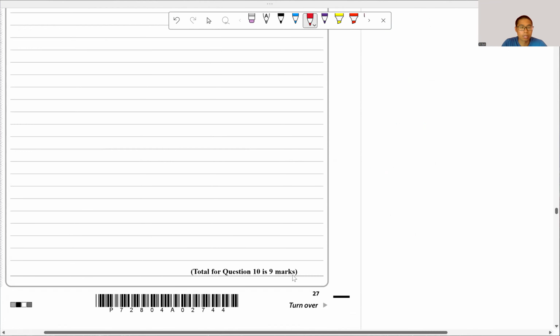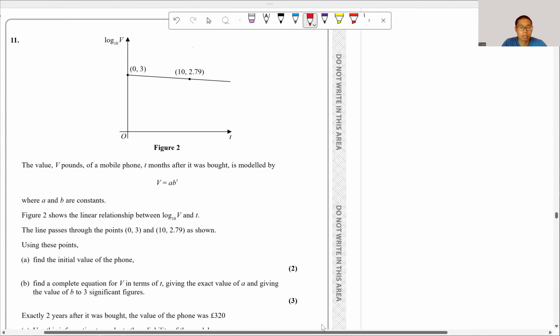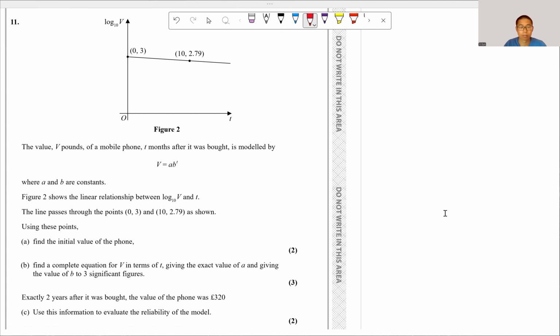Let's have a look at another question. Question 10. Okay. The value V pounds of a mobile phone T months after it was bought is modeled by V = ab^T.